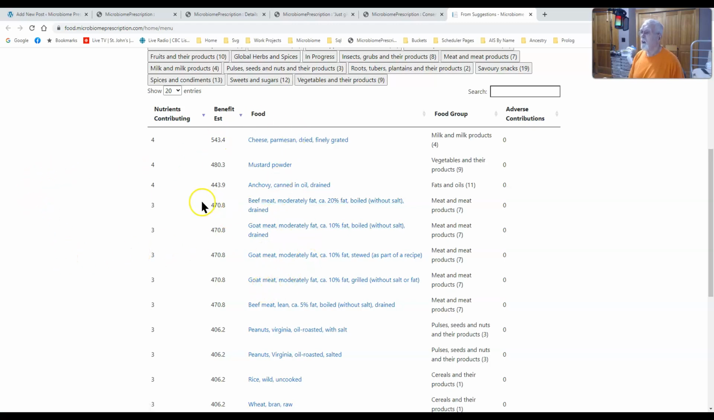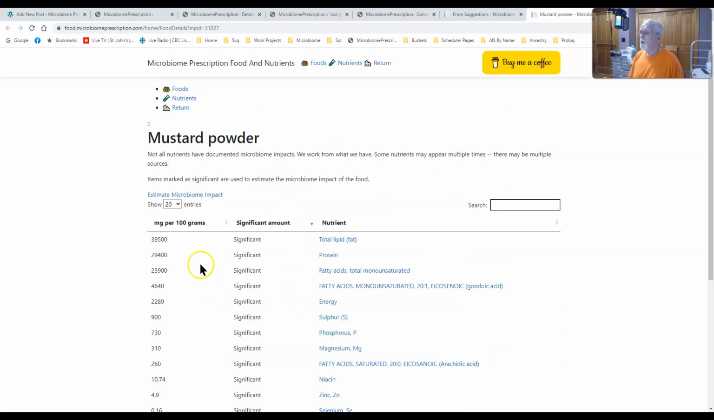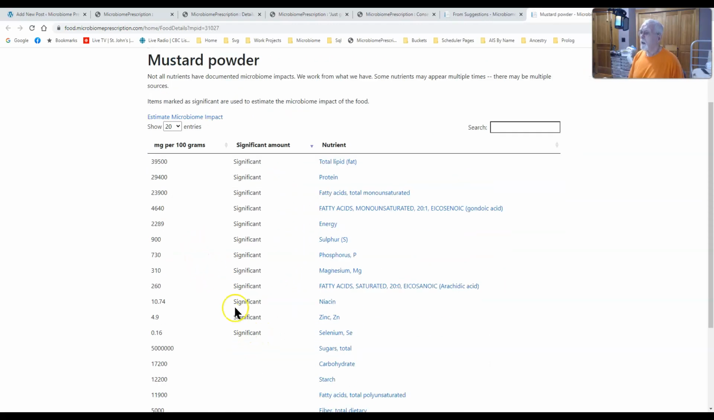Now, if you click on any of these, like mustard powder, you will get listed what it has in terms of significant amounts of things. For example, zinc, niacin, both of those are on the to-do list. Same with magnesium. The reason they are picked is that they are higher than most foods per milligram in terms of what they do.